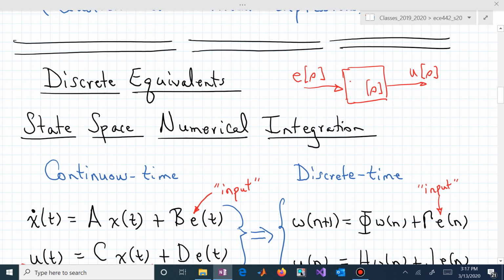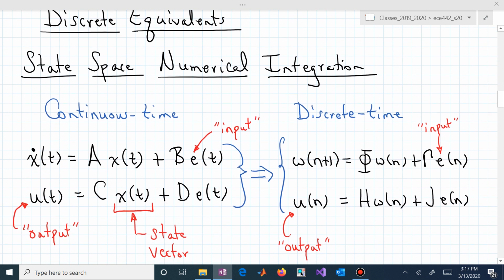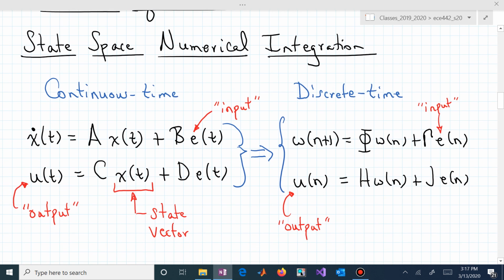So let's just continue to call it an H of S, but this now might have been a filter or a controller that's in front of a plant that we're trying to control. But the input to that is now E, the output is U. The state vector is X.